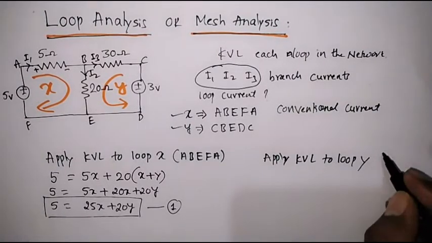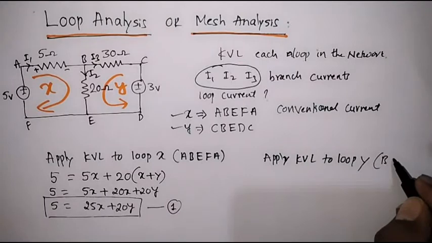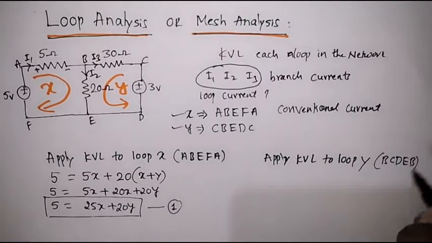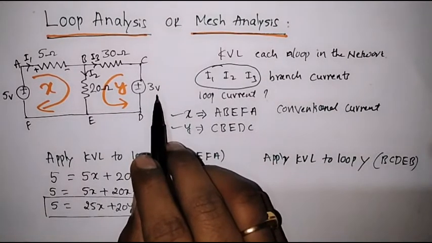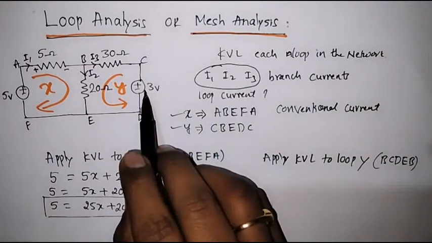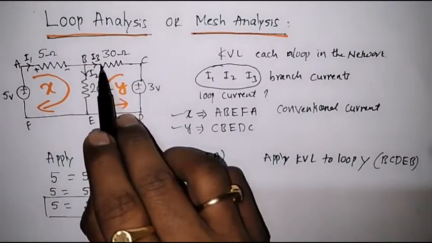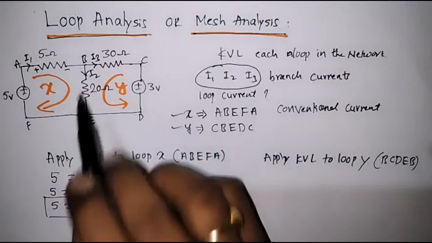So here loop Y is nothing but B, C, D, E, B loop. Start from the voltage source. Here the voltage source is 3 volt. So 3 volt is equal to the drop across the 30 ohm resistor plus the drop across the 20 ohm resistor.